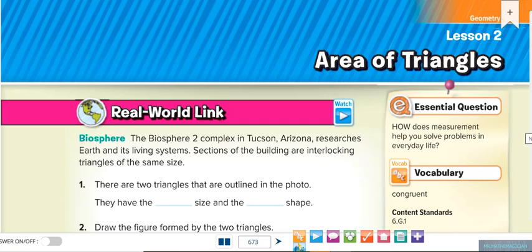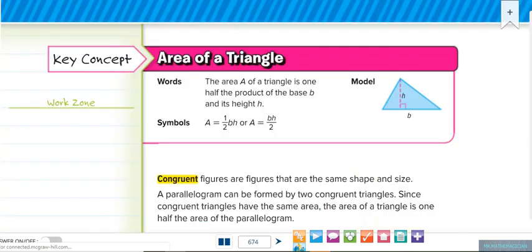Our lesson today, area of triangles. We will learn how to find the area of a triangle. This is the rule we are going to deal with. A for area equals half BH. B is the base of the triangle. H is the height of the triangle.